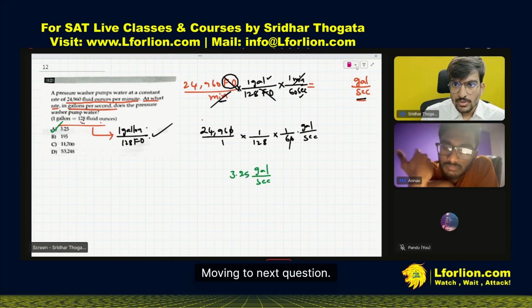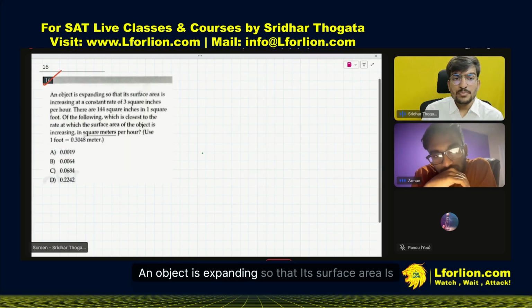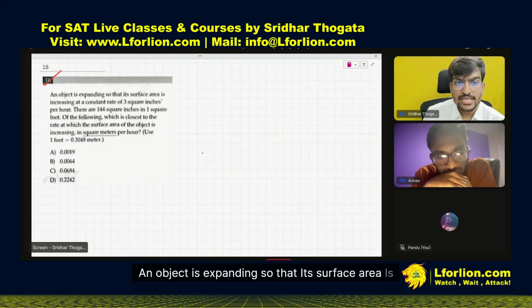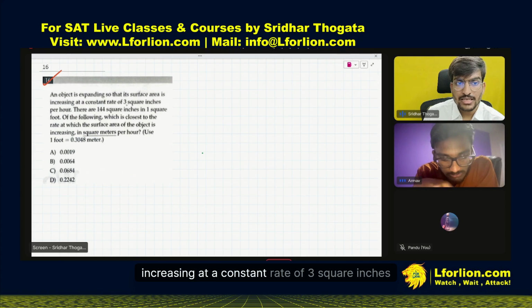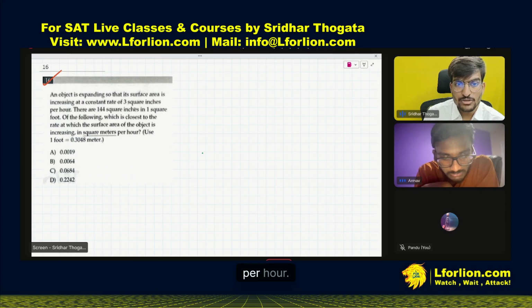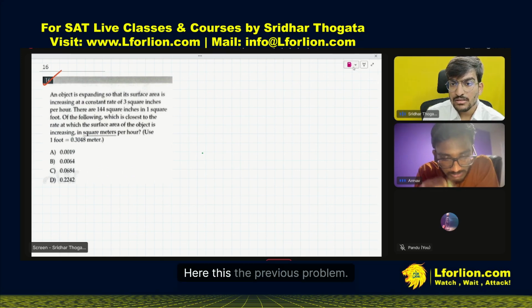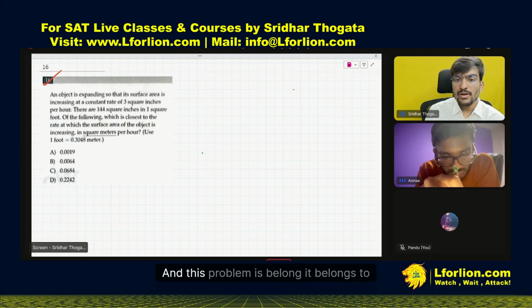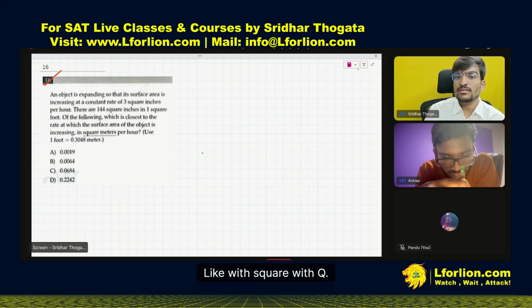Moving to next question. An object is expanding so that its surface area is increasing at a constant rate of 3 square inches per hour. The previous problem and this problem belong to the conversion factor method, like with square, with cube.